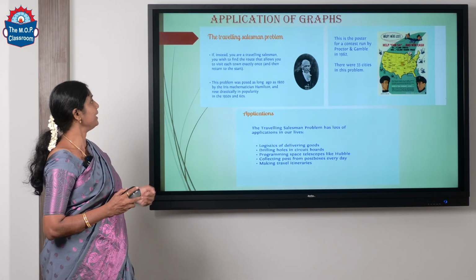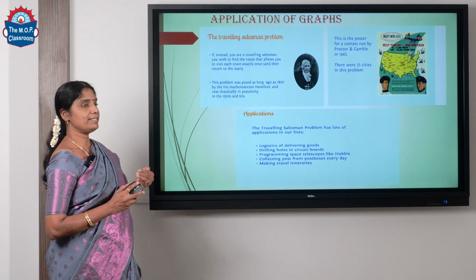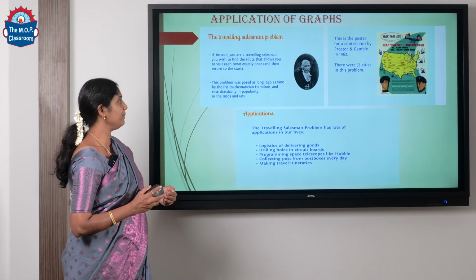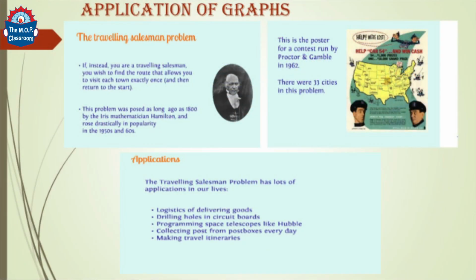The next application of graph theory is the traveling salesman problem. Those who have studied optimization techniques would have come across a concept called the traveling salesman problem. So what was the problem? Again, this arose in earlier centuries, not in the present situation. There was a poster for a contest run by Procter & Gamble, P&G, in 1962.